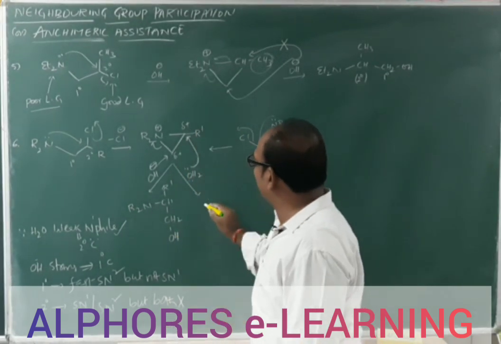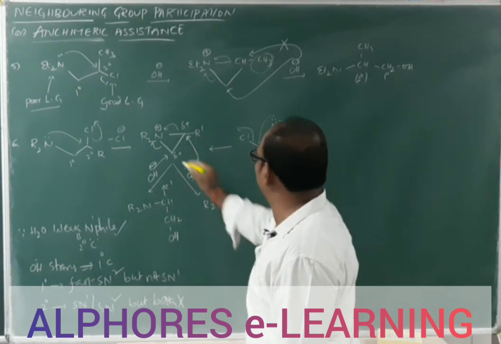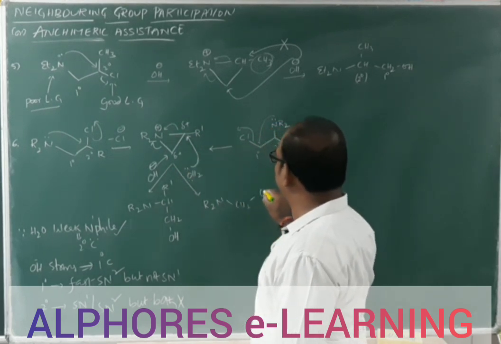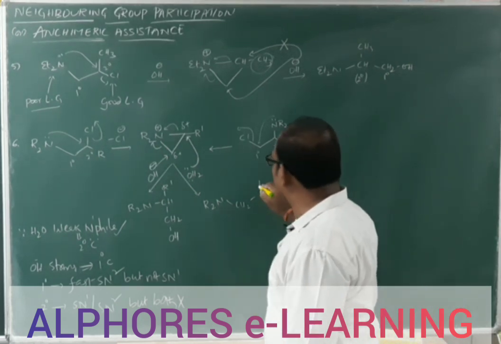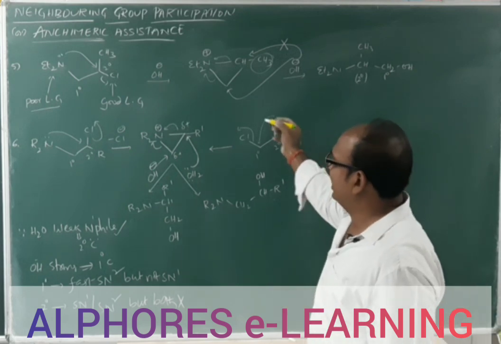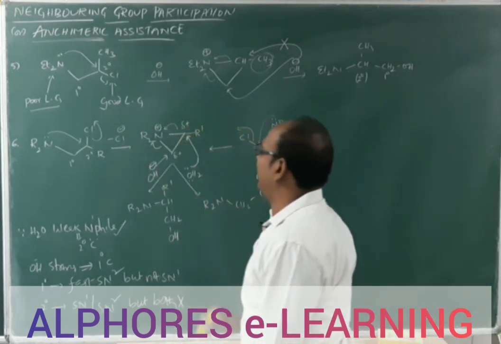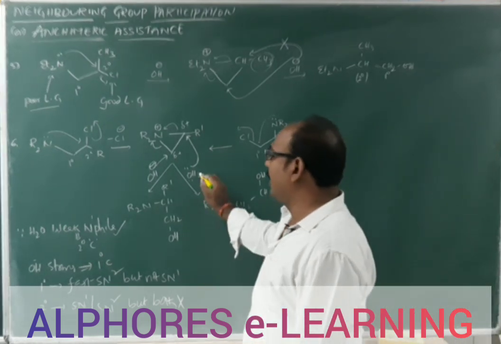Whereas in case of the water molecule, what you are getting is R2N, these electrons are shifted back, then we are getting CH2 and CHR' like this. So here the OH group you are getting. That means it is very clear that from this substrate or this substrate you are getting the same intermediate, but ultimately which product we are going to get depends upon the nucleophile.